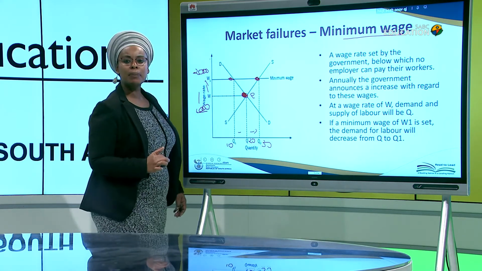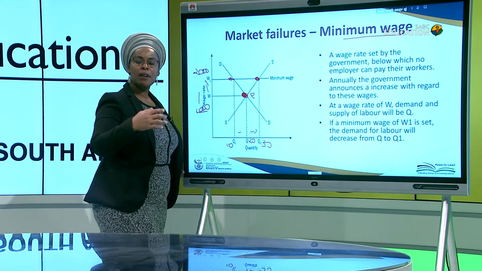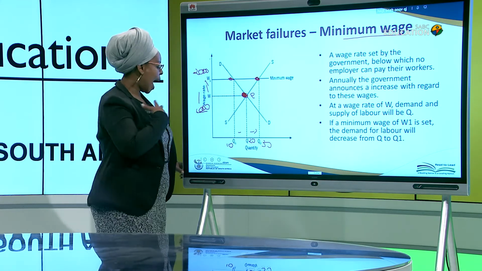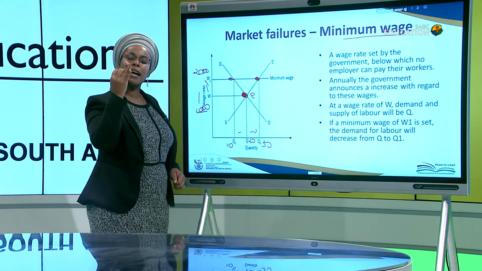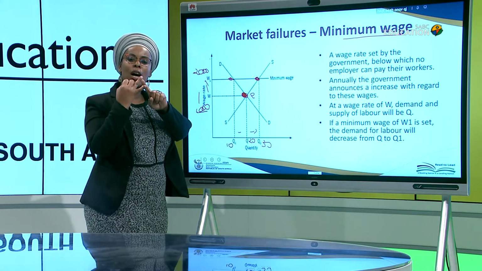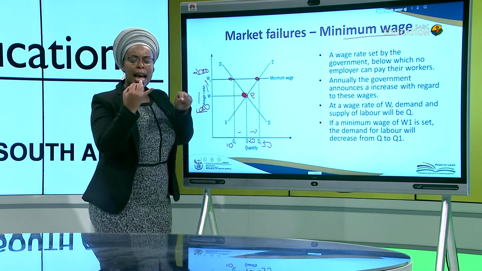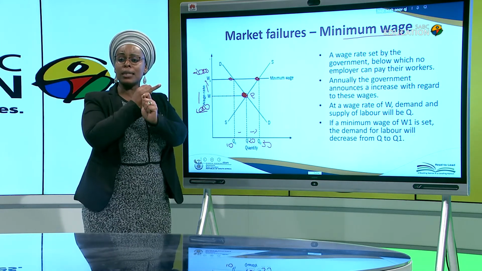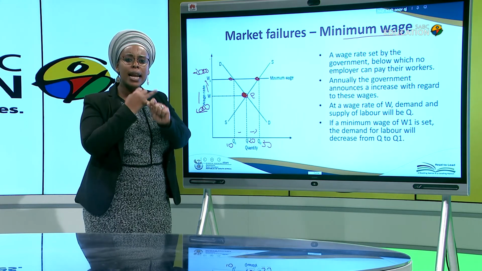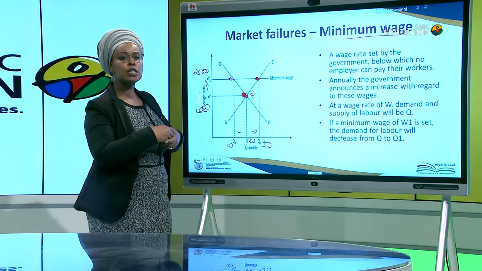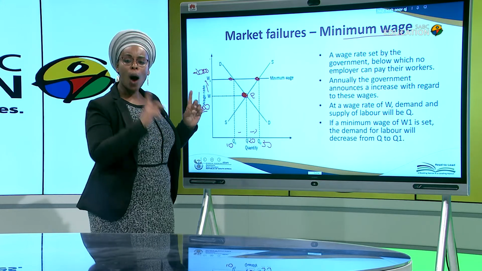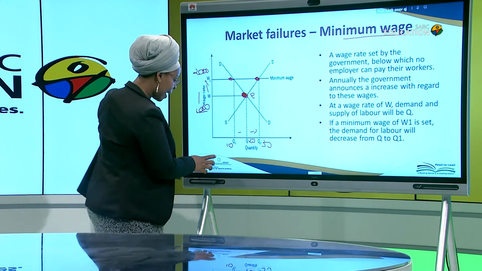So what does this mean? It means that if I'm farmer A and I have 2 workers, and I used to pay them 1,000 each, at a wage rate of 2,000 I have to retrench 1, because now I must pay them 2,000. Labor is expensive. Then I need to pay 1 worker and get rid of the other worker.